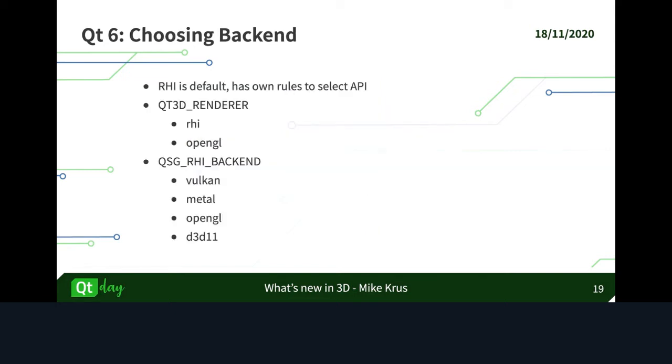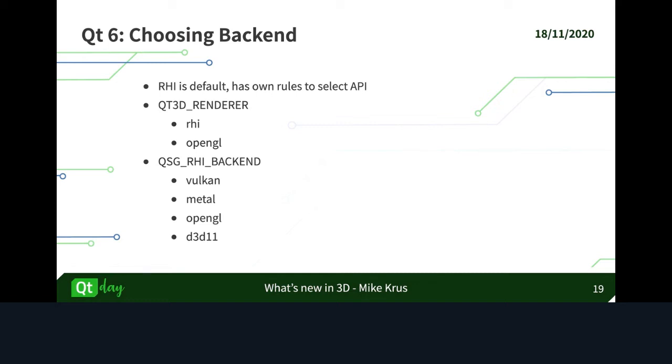So RHI is the default backend. The OpenGL backend is still there. Unlike QtQuick, we haven't removed it. It's still there. It's still maintained. There's an environment variable you can set for Qt3D to actually select which API to use.